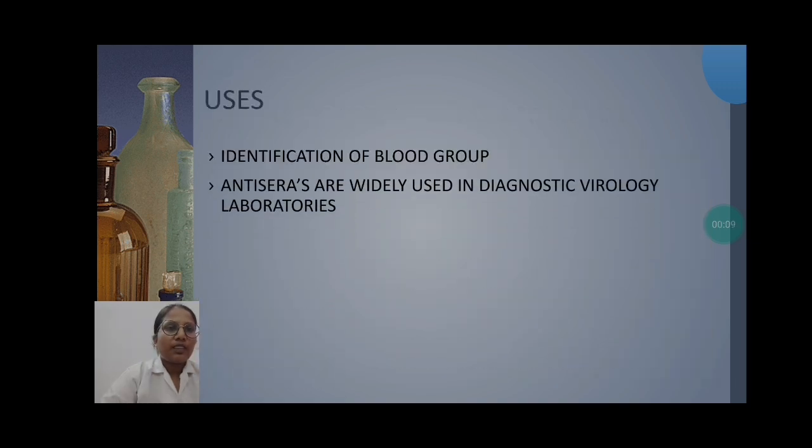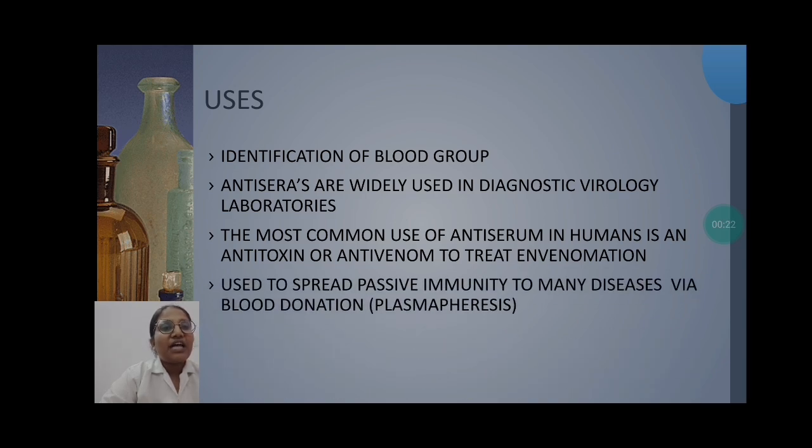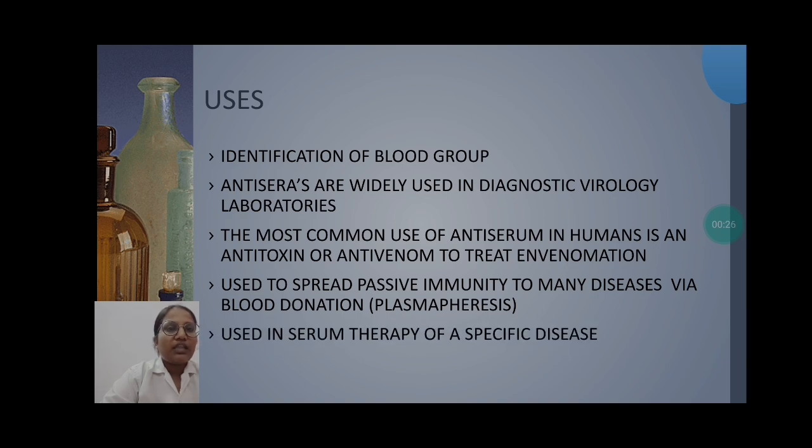Classification of blood group. Then it is used for diagnostic purposes in the virology laboratories, for the preparation of antitoxin or antivenom for the treatment of envenomation, to spread passive immunity to many diseases via blood donation. Lastly, we use it in serum therapy for a specific disease. So these were the uses of antisera.